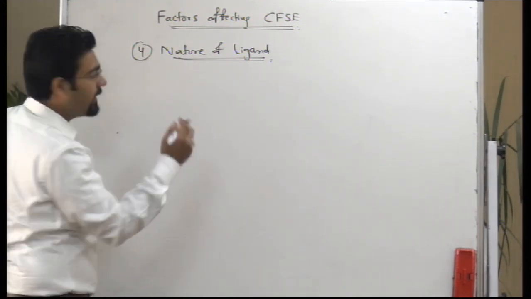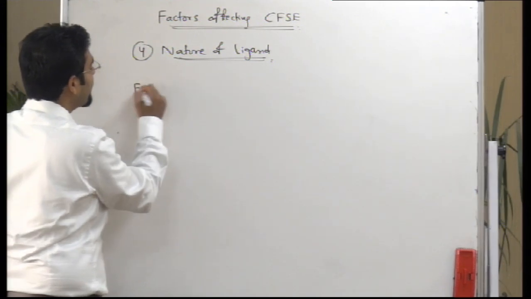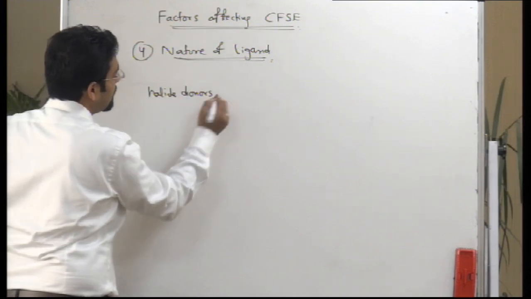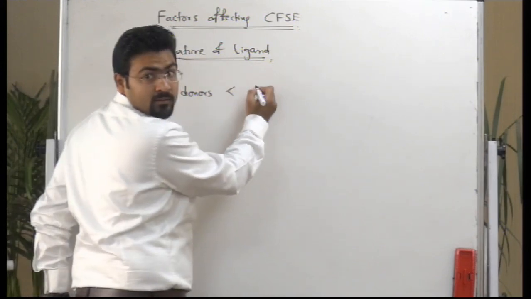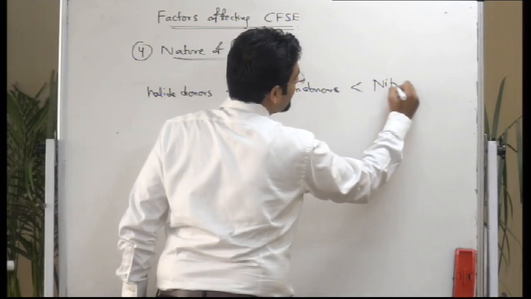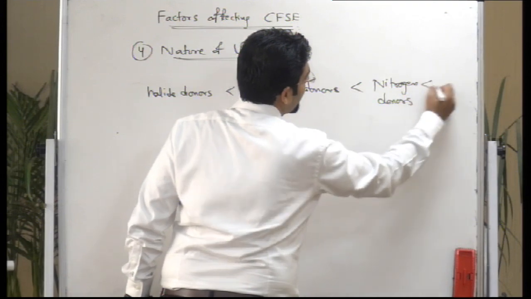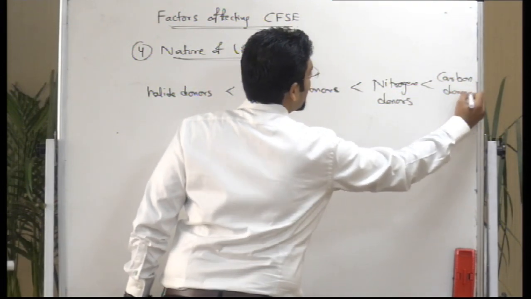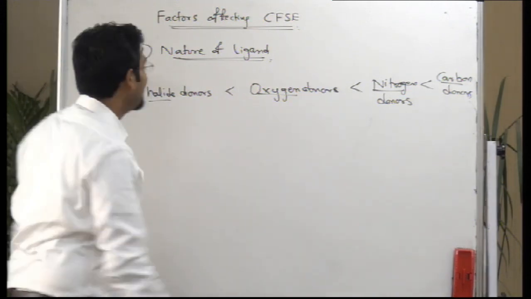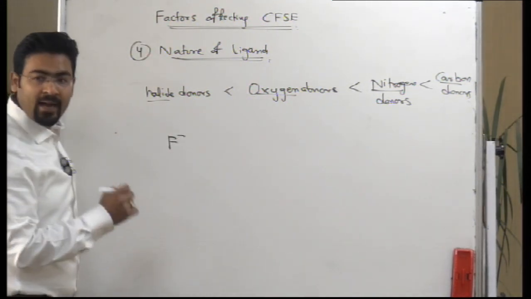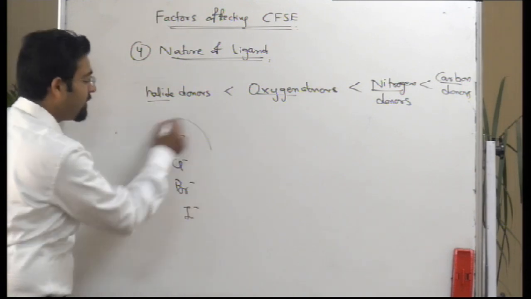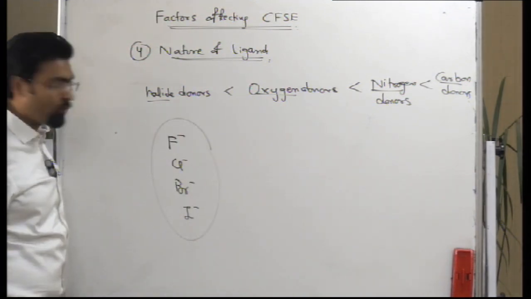But in general, to remember it, the halide donors, like F minus, Cl minus, Br minus, I minus, are weaker ligands than which ones? Oxygen donors. And those are weaker ligands than nitrogen donors, which are weaker than carbon donors. Now, halide donor, oxygen donor, nitrogen donor, or carbon donor does not mean they're donating halide or nitrogen or oxygen. It means I'm referring to the atom which will be donating its electron pair. For example, here it will be fluorine, chlorine, bromine, or iodine. So I'm referring to the ligands fluoro, chloro, bromo, and iodo.